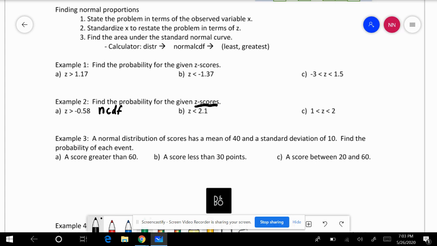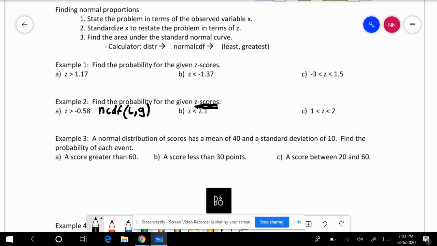So what we're going to be doing is we're going to be using normal CDF in order to find these. Remember, you need a graphing calculator or Desmos. How normal CDF works is it's always our least value and then our greatest value. And that's whenever we have a z-score.